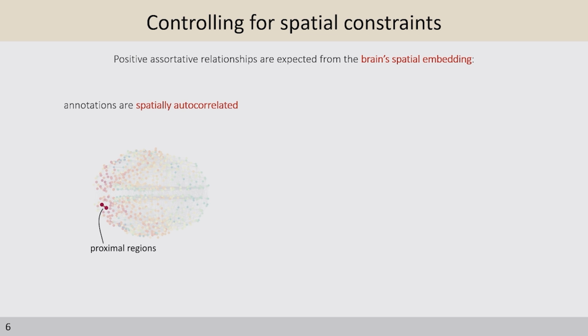But this is not really surprising given what we know about the brain in that it's a spatially embedded structure. And as a result, annotations in the brain are going to be spatially autocorrelated. What that means is that brain regions that are proximal in space will have similar annotations, whereas brain regions that are distant in space are more likely to have dissimilar annotations.